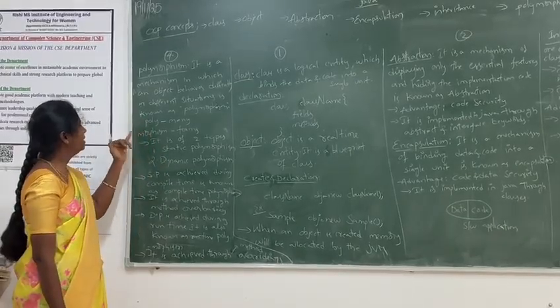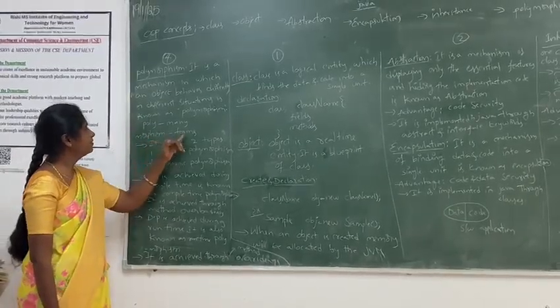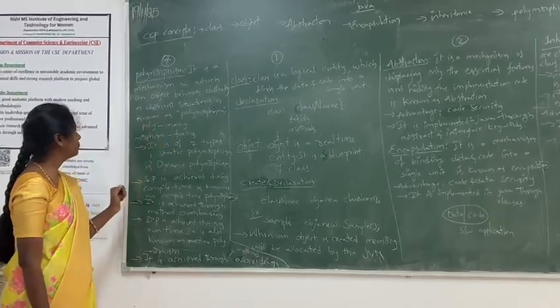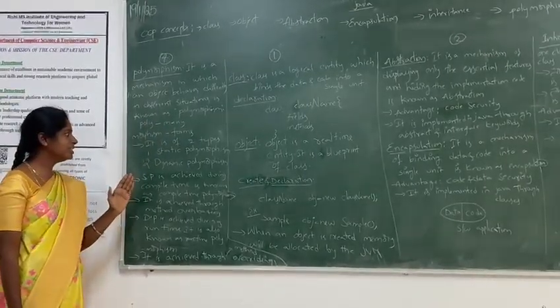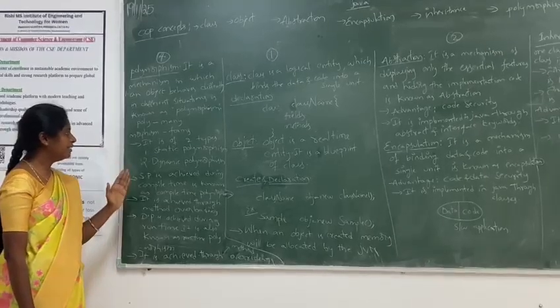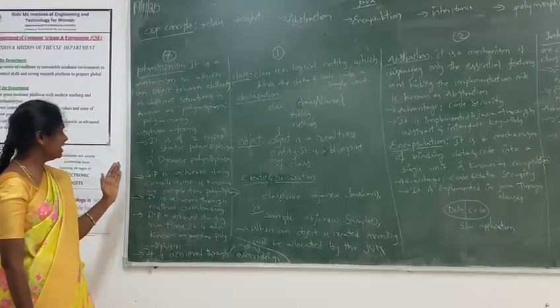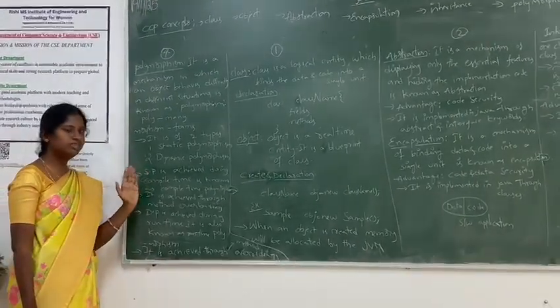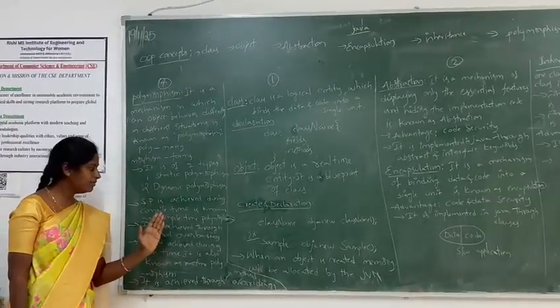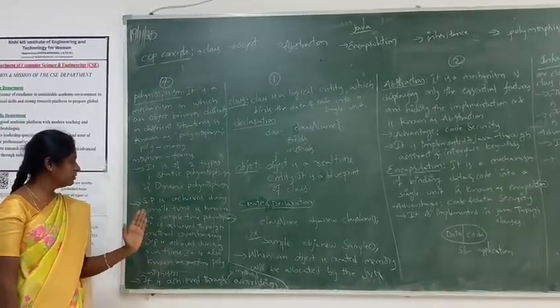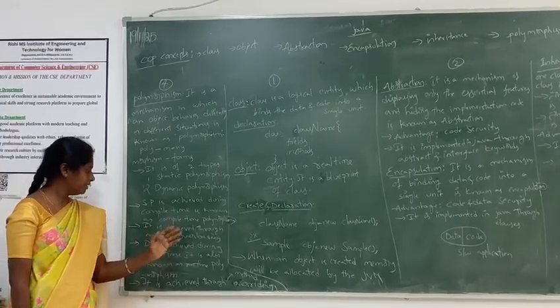Poly means many, morphism means forms: many forms. It is of two types. One is static polymorphism, another one is dynamic polymorphism. Static polymorphism is achieved during compile time, known as compile time polymorphism. It is achieved through method overloading.